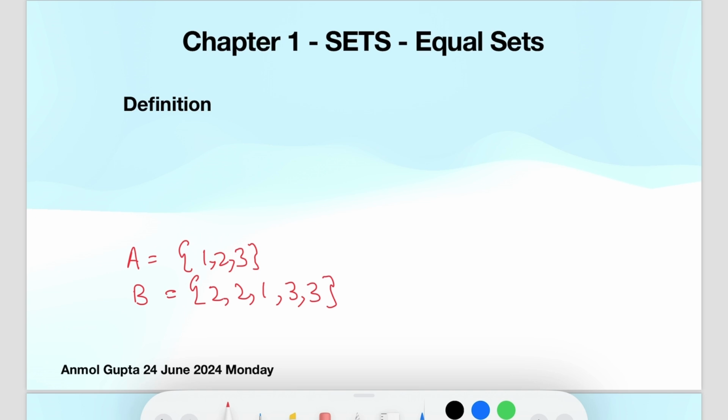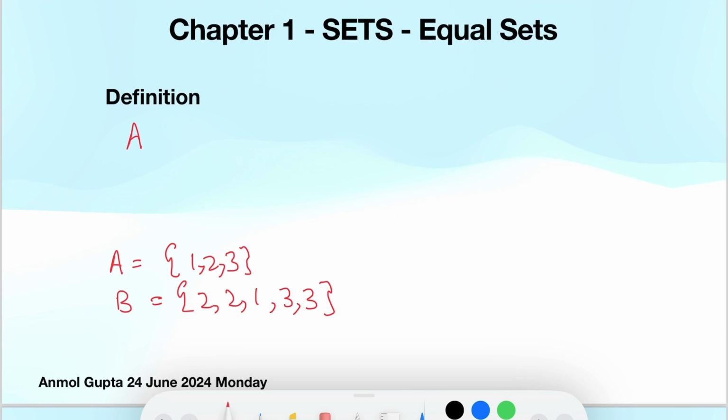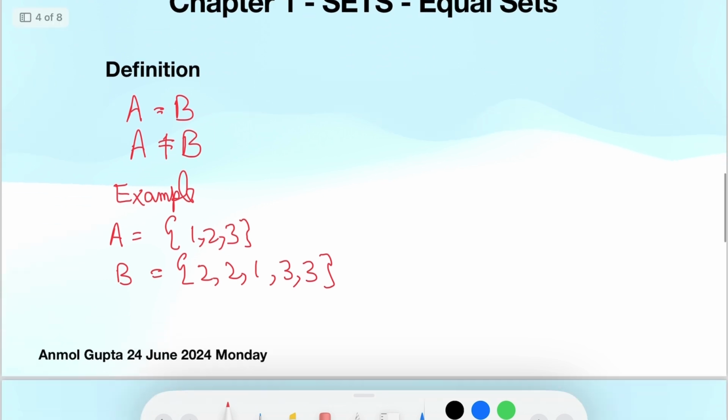Two sets are equal if they have exactly the same elements. Then we write set A is equal to set B. Otherwise we write set A is not equal to set B. This is an example of two equal sets: A is equal to 1, 2, 3 and B is equal to 2, 1, 3. Notice that we can write B as 2, 1, 3 in roster form, and they have exactly the same elements, so they are equal.